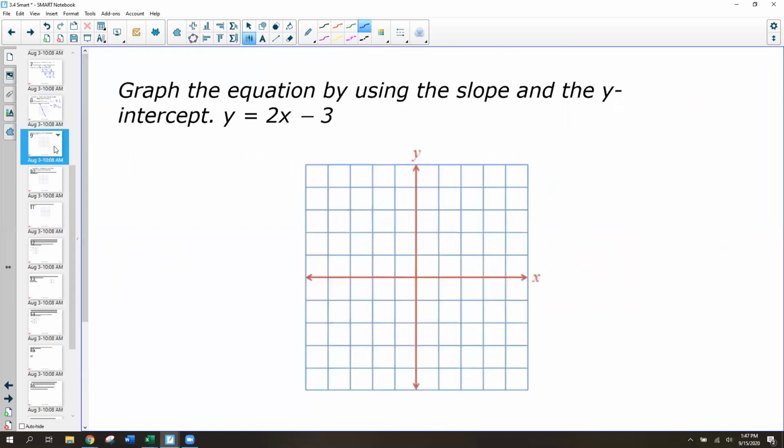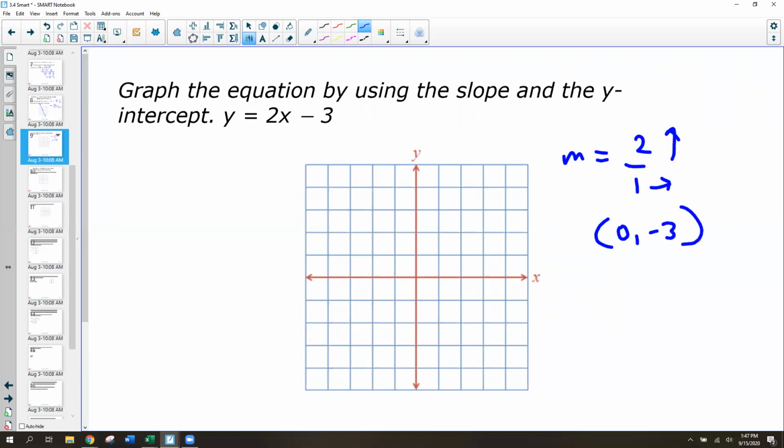All right, you try this one. So pause for a second, write down the slope and the intercept, and then graph it. So in this case, the slope is 2, so 2 over 1. Everything's positive, so it's going to go up and to the right. And the y-intercept is 0, negative 3, same one as last time.